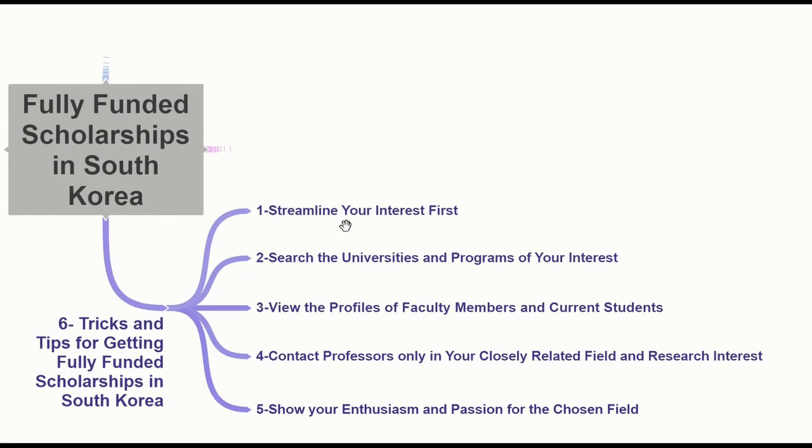Firstly, you have to streamline your research interest. You should be crystal clear about your research track and topic. If you have multiple research interests, streamline them according to your target professor's interest. If you are shuffling your interest while communicating with the professor, he will judge you and refuse to fund your study.